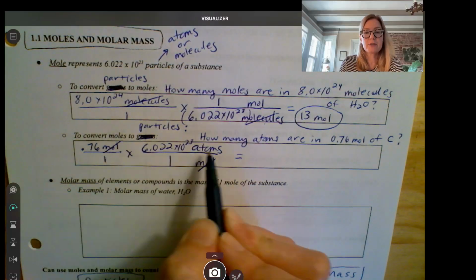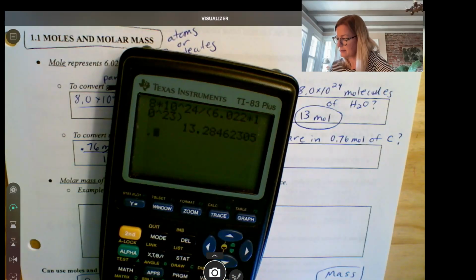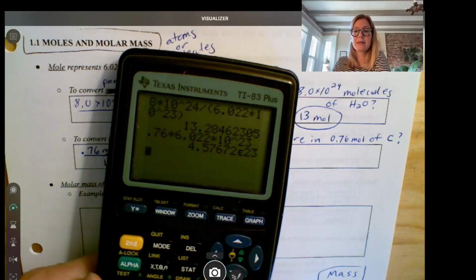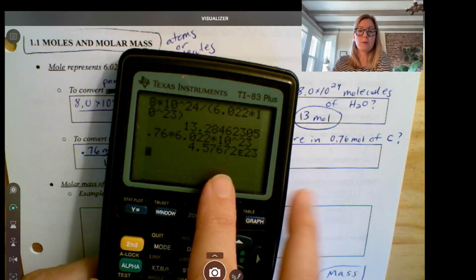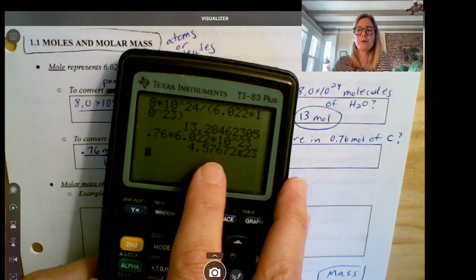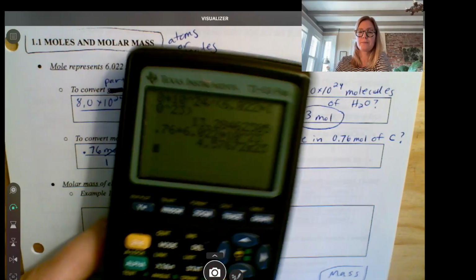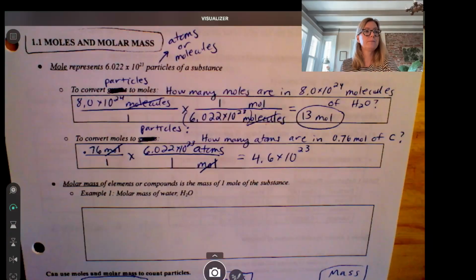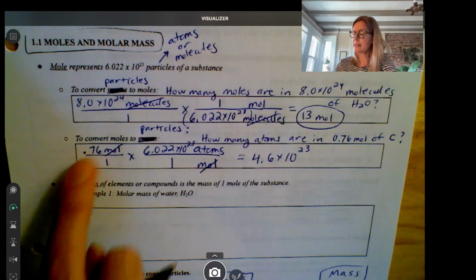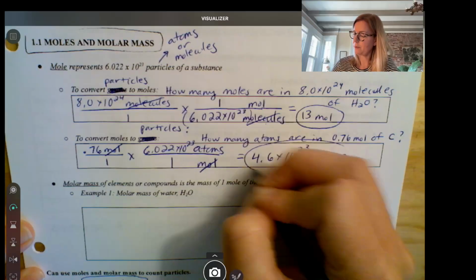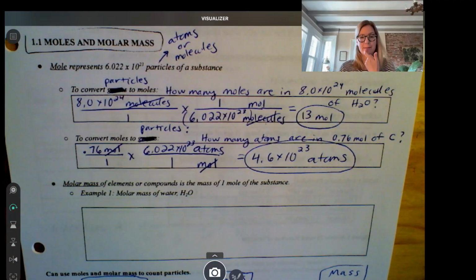So then you just multiply straight across the top, 0.76 times 6.022 times 10 to the 23rd. And we're going to just round that to 4.6. The E means times 10 to the, so don't just ignore that. That's an important part of the number. So we're going to round this to 4.6 times 10 to the 23rd. And the units that didn't cancel out, the units we're trying to get to, is atoms. 4.6 times 10 to the 23rd atoms.